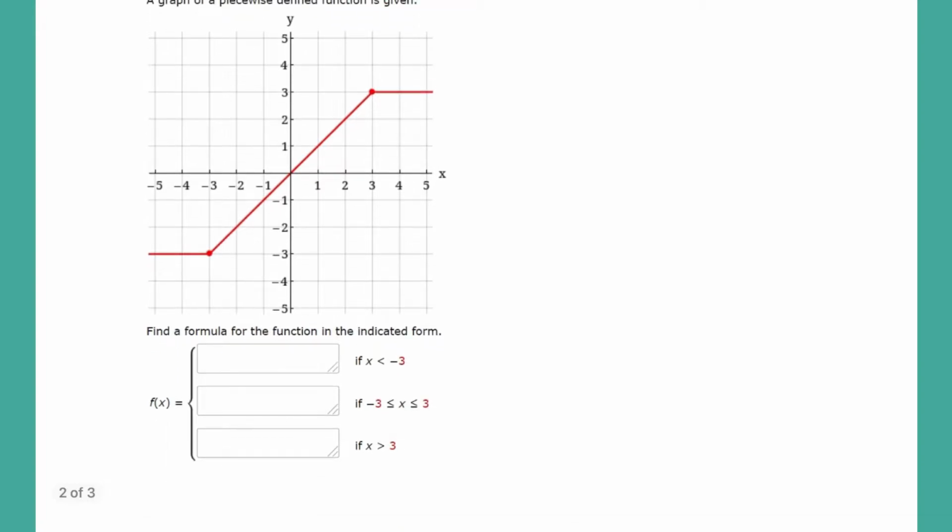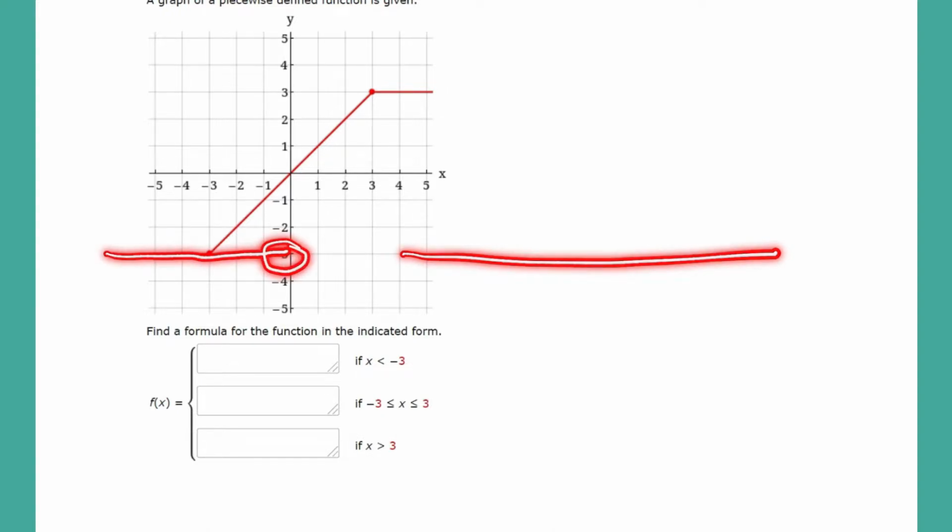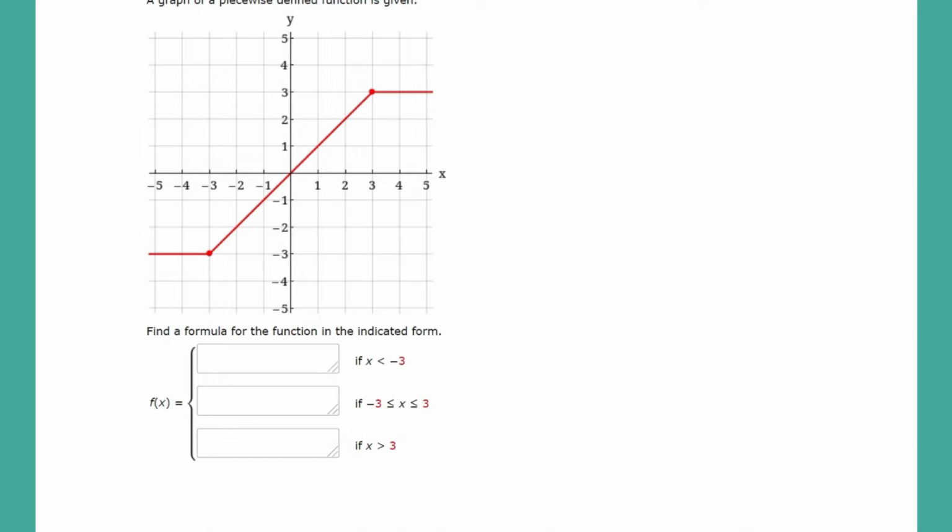Here's another piecewise function. This time they give you the graph, and we need to define each piece. So when x is less than or equal to -3, that would be this piece right here. As you can see, it's just a constant, and the constant is at -3. Whenever you have a horizontal line, it's just going to be that constant number wherever it goes through. This one goes through -3.